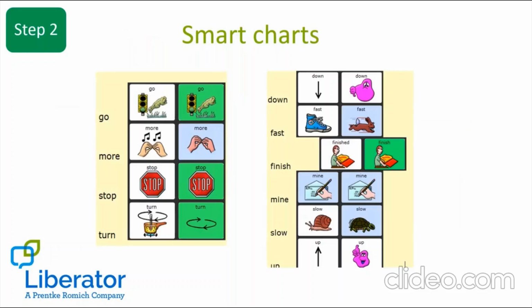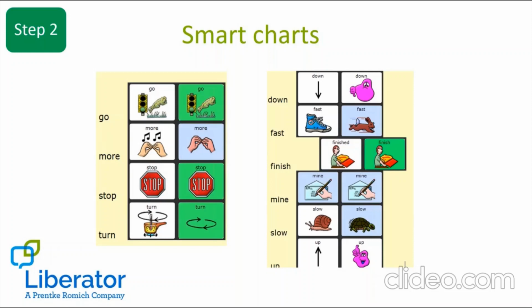This is a smart chart. This is what I mentioned before. So smart charts are a way that we can visually represent the core words that you're working on with the client, and then the icon sequences that each of these words represents. So this is for obviously LAMP Words for Life and Unity, where icon sequences are a feature of these vocabulary files.